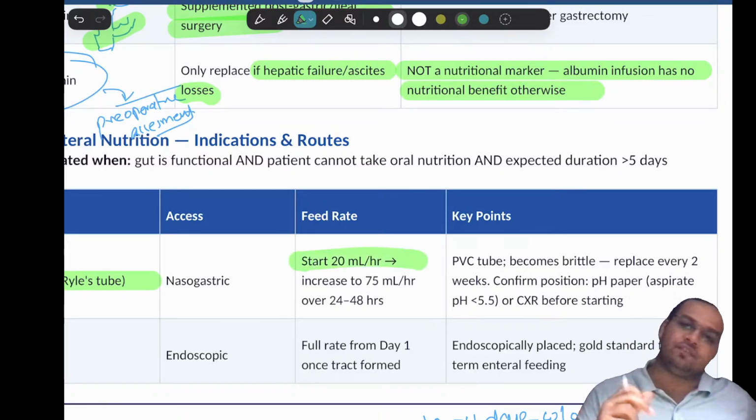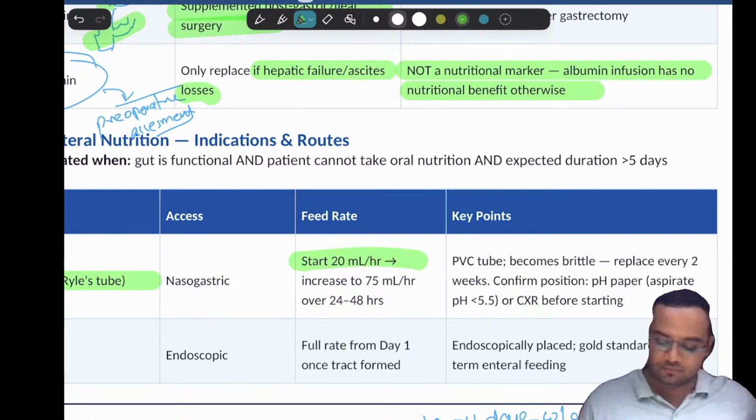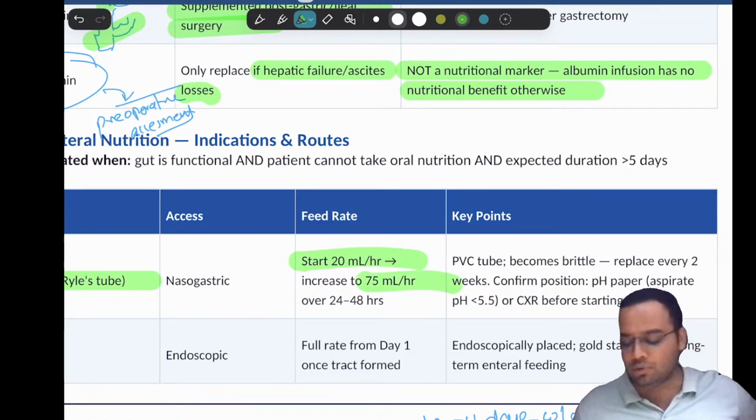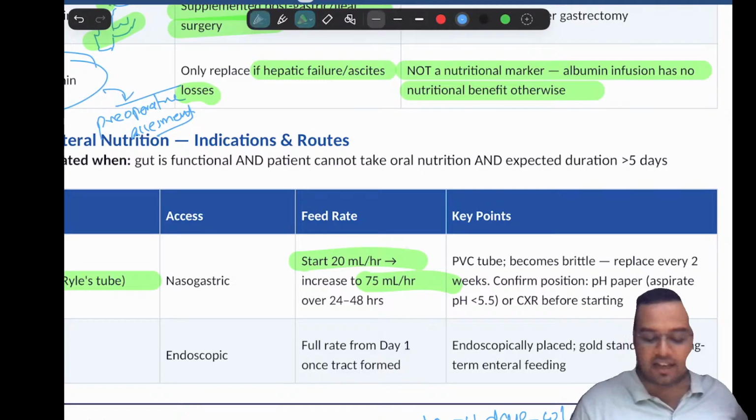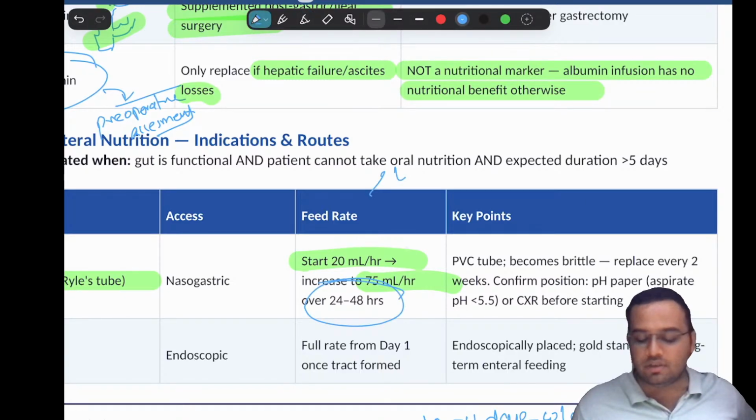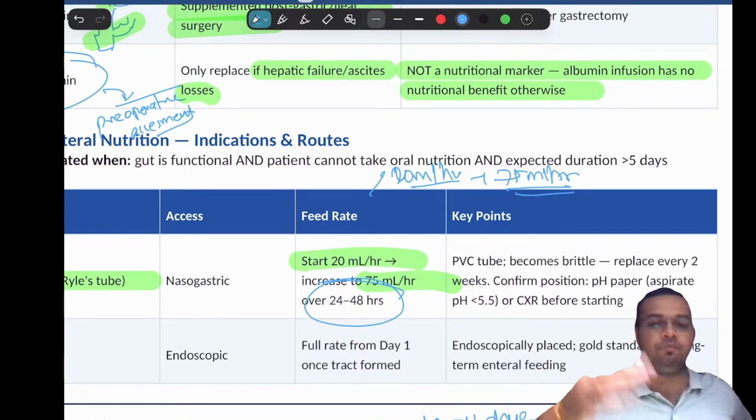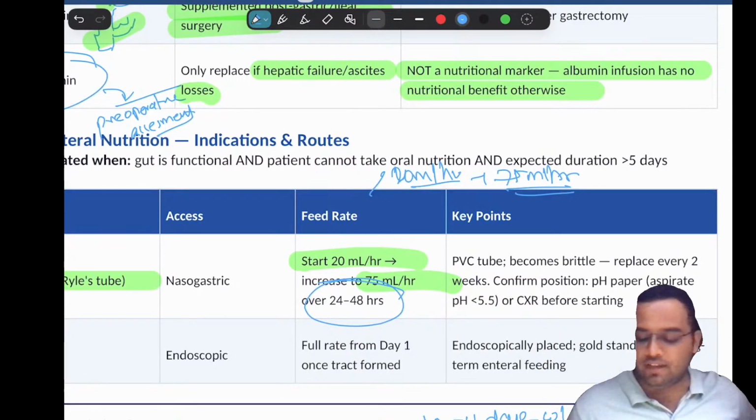Why? Because if the gastric emptying is poor, the patient might vomit and aspirate. So slowly increase up to 75 ml per hour over 48 hours. Initially start with 20 ml per hour and then escalate to 75 ml per hour. Indian jugaad again: who is going to keep on giving it every hour? So we give 200 ml per 2 hours.